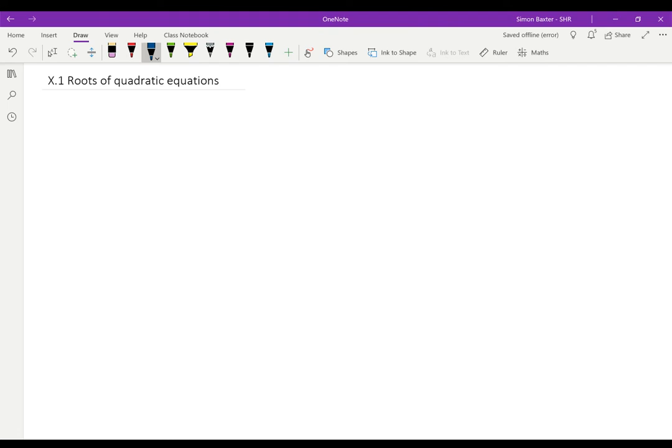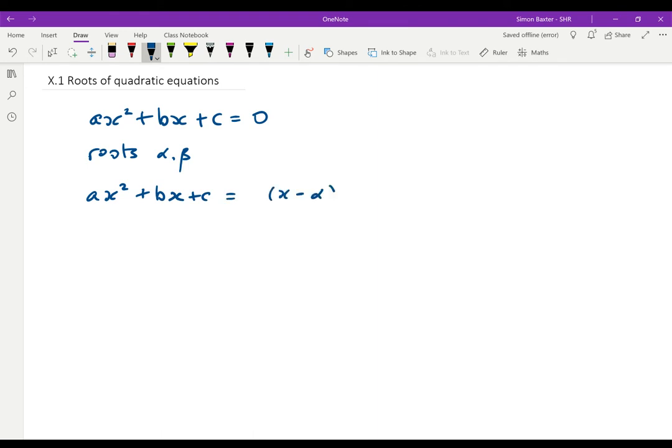Suppose we have a quadratic equation ax squared plus bx plus c equals 0. And let's suppose that it has roots alpha and beta. Well, if we want to look at the expression ax squared plus bx plus c, let's make that x look a little bit nicer, then we know that that has factors x minus alpha and x minus beta, because alpha and beta are roots.